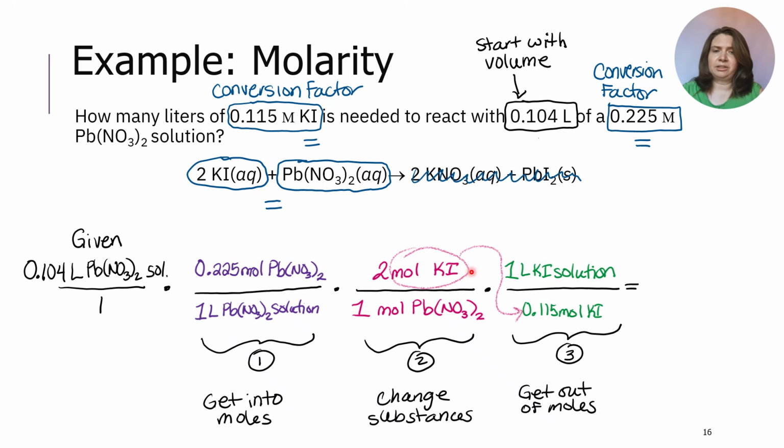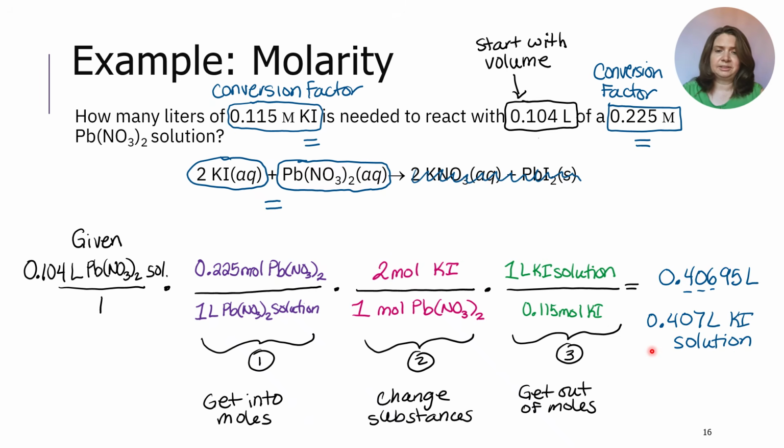As always, copy the unit and the substance label from the numerator of one conversion factor into the denominator of the next conversion factor. After we use our calculator, we find that the required solution volume is 0.407 liters of the potassium iodide solution.